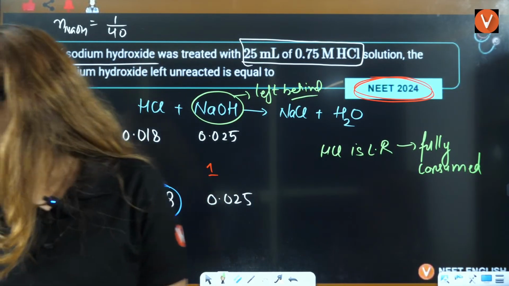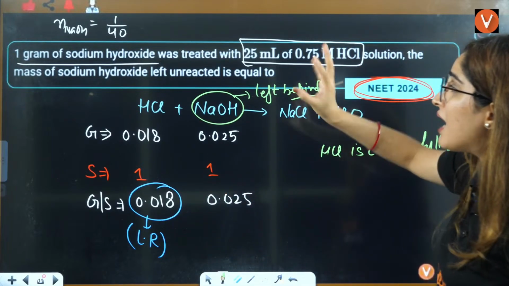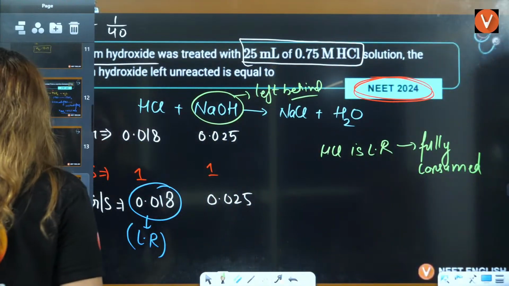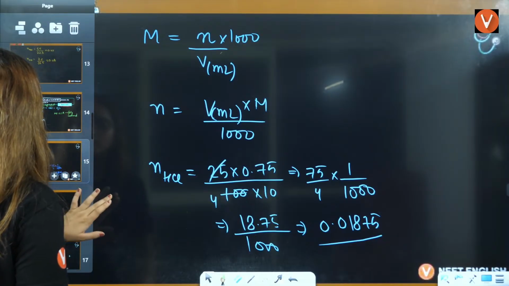Okay. Now, we know this. Now they are asking the mass of sodium hydroxide left unreacted is equals to. Now guys, see this thing, very, very important that we are discussing here.